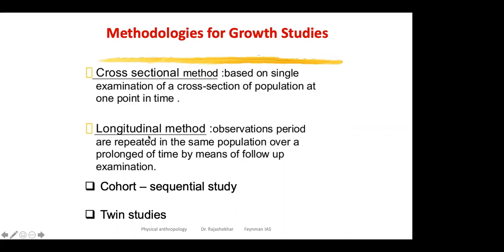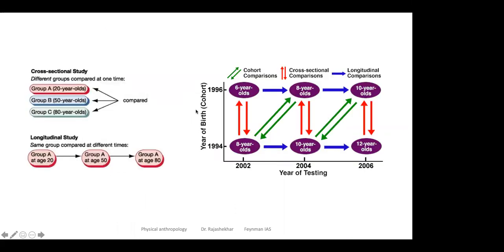But what about the cross-sectional, longitudinal method and cohort sequential method? Look at this example, and this nicely describes these two methods. Cross-sectional methods refers to studying different groups compared at one time. So in cross-sections, you are actually studying different sections at a given point of time.